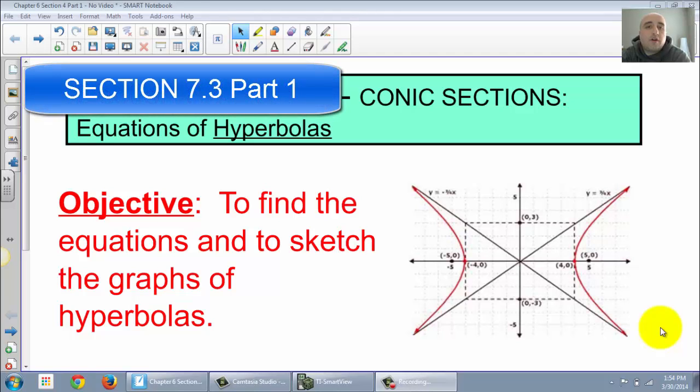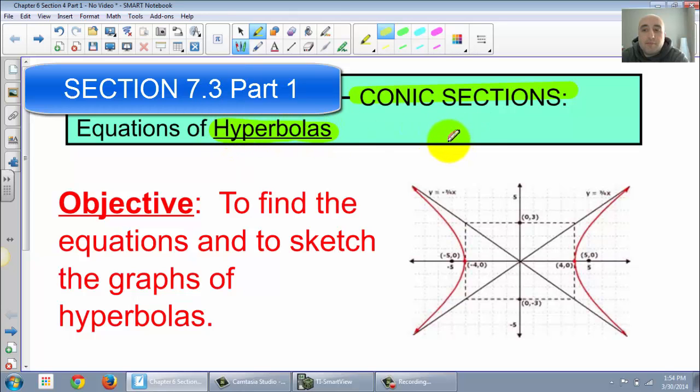All right, so here we're going to start section 6.4, part 1. This is going to be a two-part video. We're still talking about conic sections, and we're actually going to talk about the third of 4 that we're going to do this chapter, called hyperbolas. And if you notice, hyperbolas look like double parabolas. Okay, so this is an example of what you're going to be able to graph in about 5 minutes here.